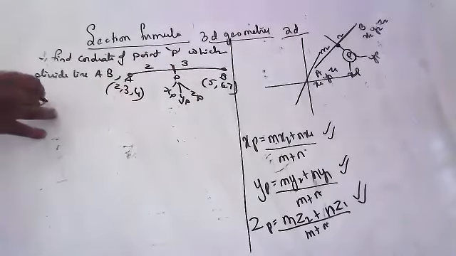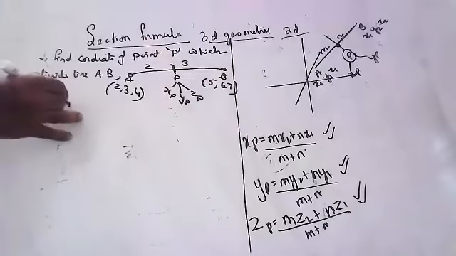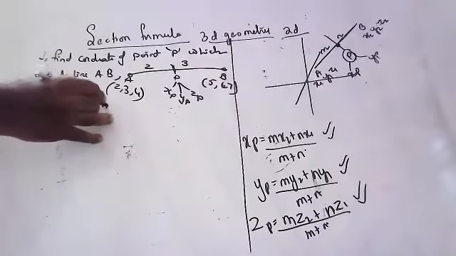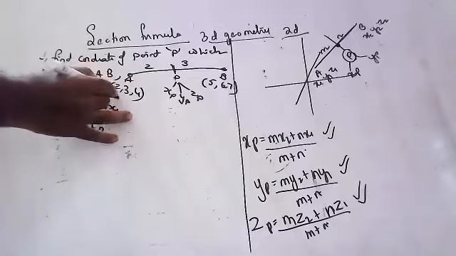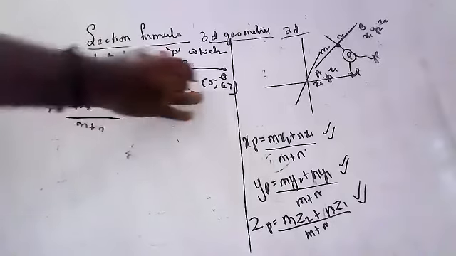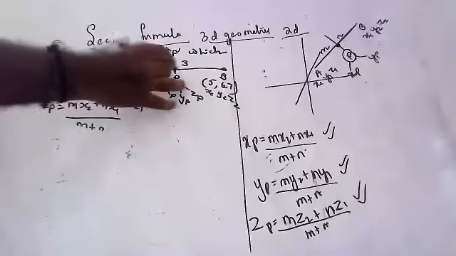So children, if you want to find XP, what will be the formula? (mx2 + nx1) by (m + n). Those who don't know how to do it, children, this is x1, this is y1, this is z1. This is x2, this is y2, this is z2. This is m, this is n.